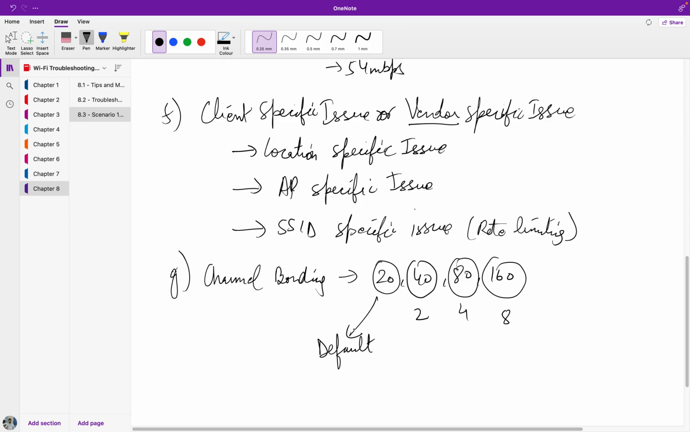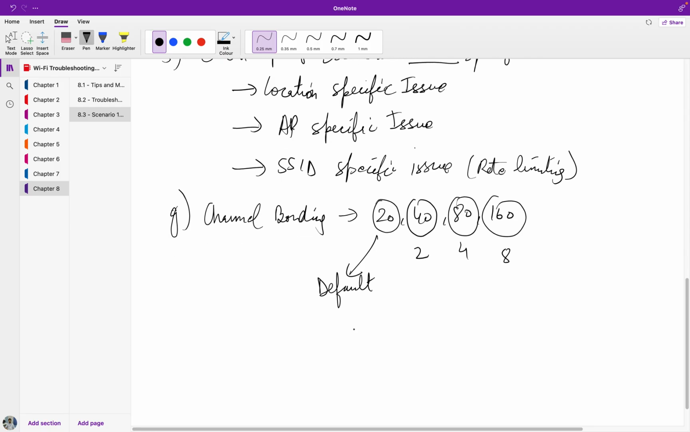Now if you are facing slowness, it's okay to try to change it to 40 megahertz. Just make sure you have enough channels to have a non-overlapping design. I would not go to 4. I don't want to do that. I don't want to go to 8 at all. So maximum go to 40. I usually keep it at 20, and I try to do other things around it, and mostly I'm able to figure out why there is slowness. But this is one option that you can take. Try to increase the channel width to 40.